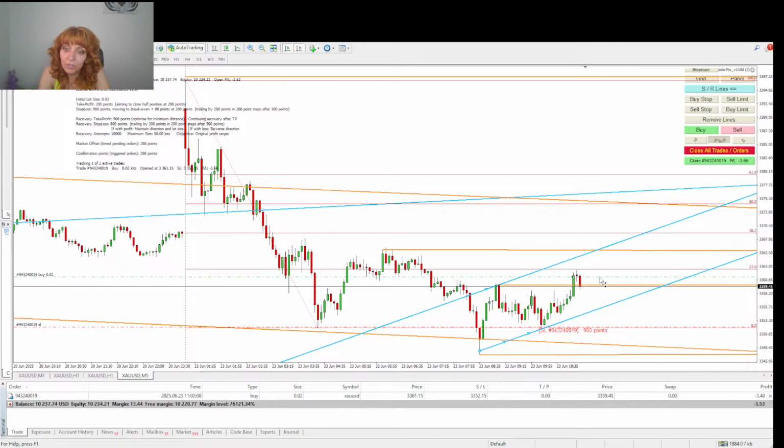So at this moment it's trying to break the previous top, but I'm not doing anything because it's not giving me the signal. It didn't give me the signal to sell. No.